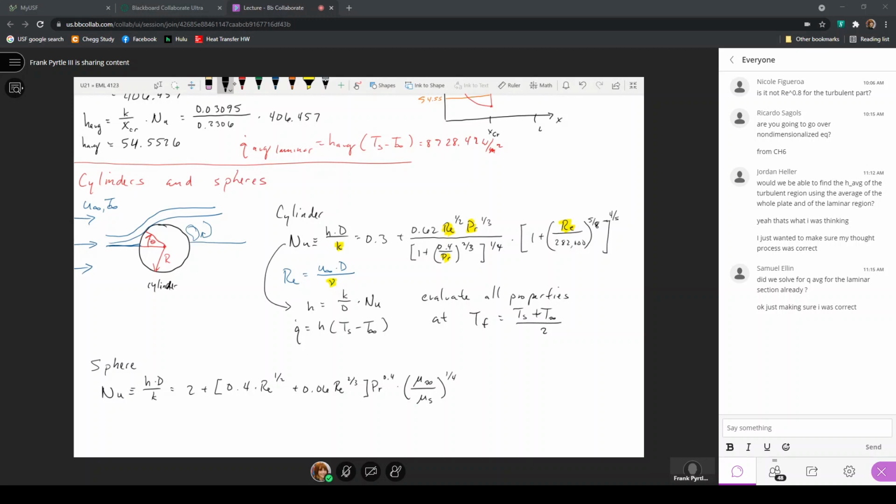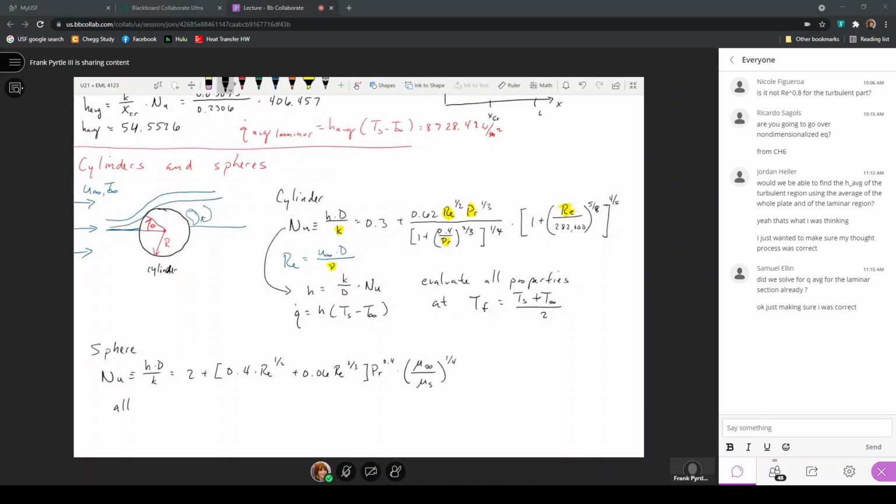Now, when using this expression, the film temperature is not used at all. Here, all properties are evaluated at T infinity, the free stream temperature, except mu sub s, which is evaluated at the surface temperature.